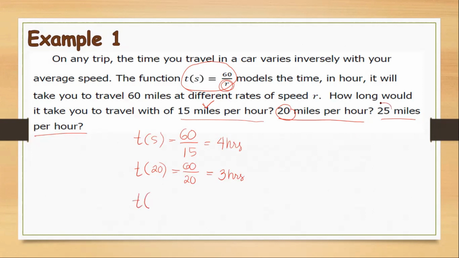And the last one is t of 25, which is equivalent to 60 over 25. That is 2.4 hours. Let's check if 60 divided by 25 is, yes, 2.4 hours. How much is 0.4 hours? That's 4 times 6, so it is 2 hours and 24 minutes.